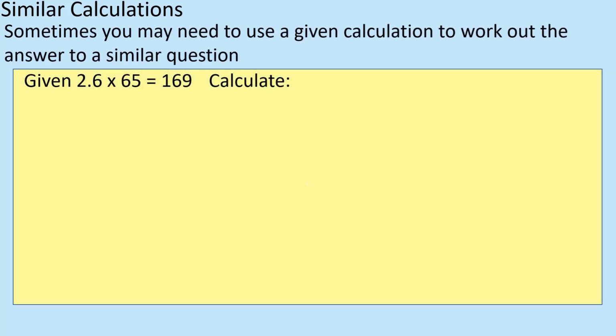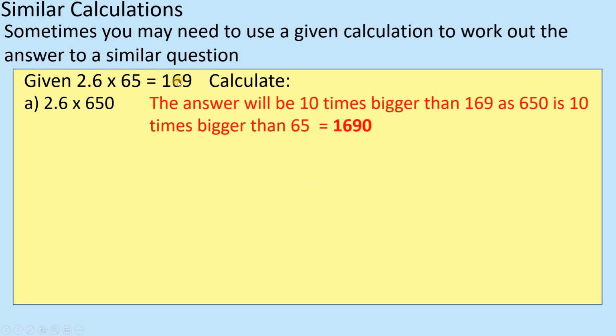So sometimes, like I say, you're given a calculation and answer to similar questions. So you've got 2.6 times 65 is 169. All right, so you're given that calculation, and then you're going to be asked to say, well, what is 2.6 times 650? So no one is asking you to really do the calculation. What they're looking for is for you to recognise that this question is 10 times bigger than this question. So therefore my answer must be 10 times bigger. All right, so 1,690. That's what they're looking for you to recognise with a similar calculation.